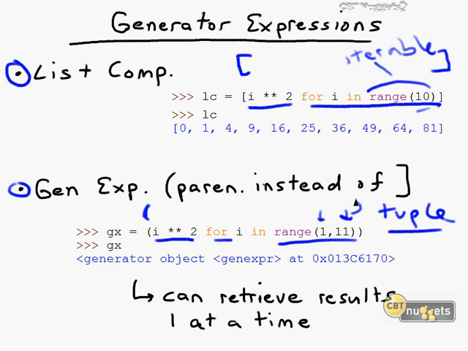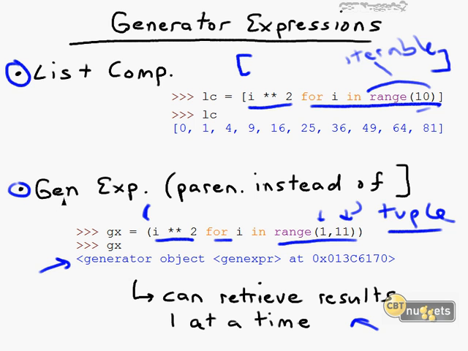It's up to you which of those notations you want. Now notice what happens if we echo back the value of gx. Again, it's a generator object. So you guessed it, we can use the next function to retrieve those results one at a time, or we could just do a for loop and bring them back all at once.